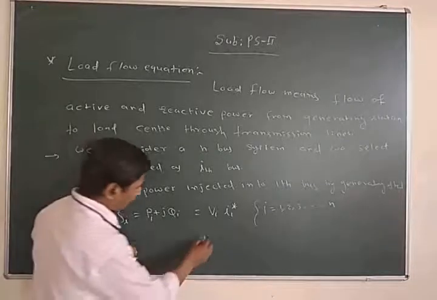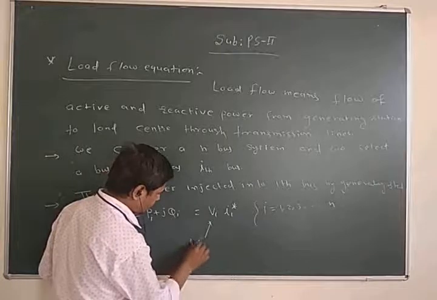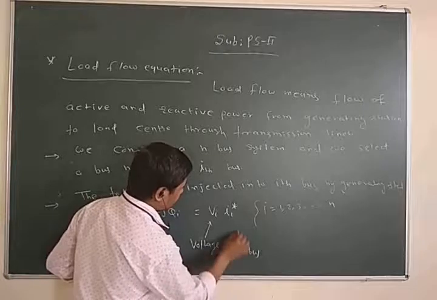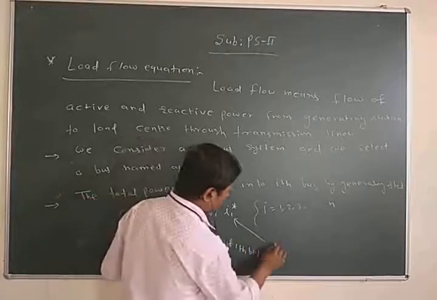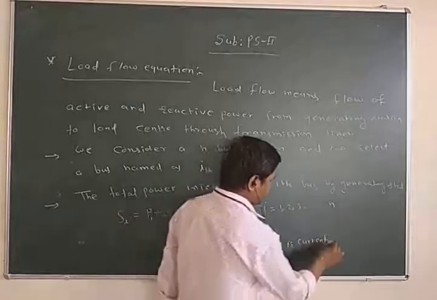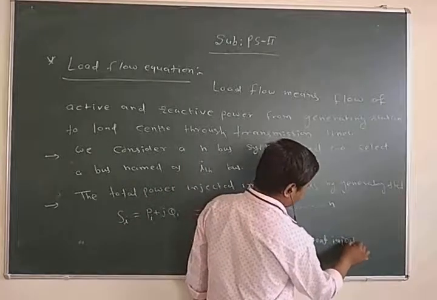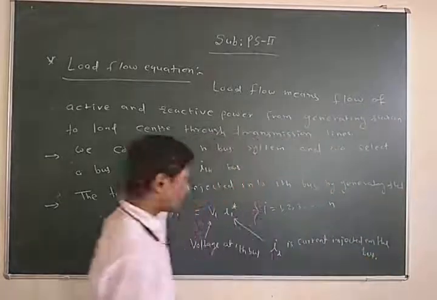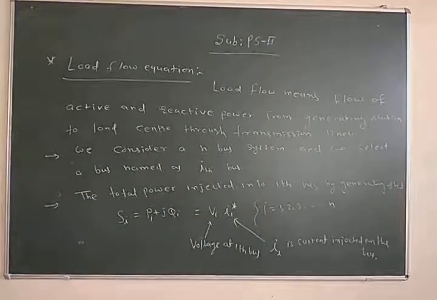So here Vi is the voltage at the ith bus and Ii is the current injected into the bus. So the total power at the ith bus is S is equal to P plus jQi, where Vi is the voltage at the bus and Ii is the current.